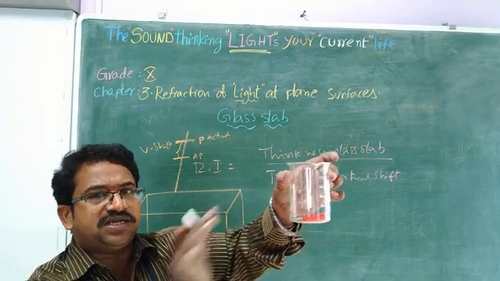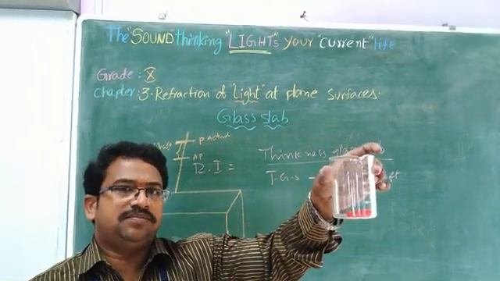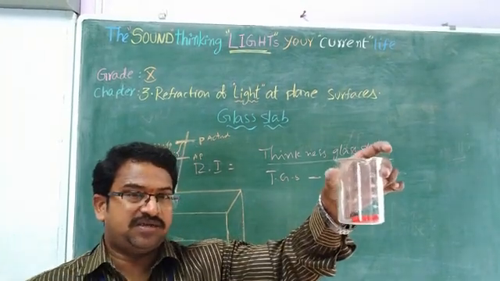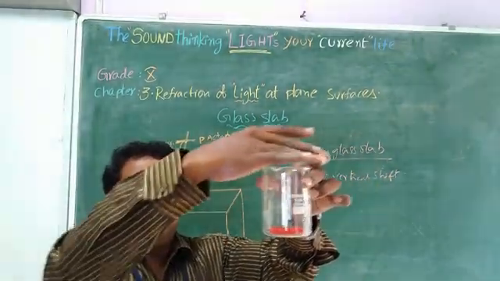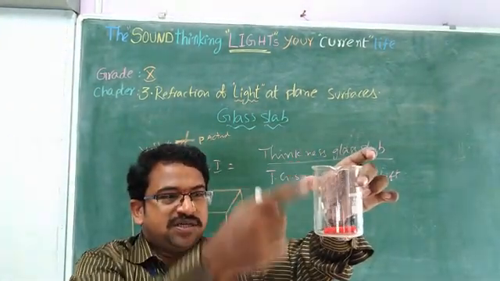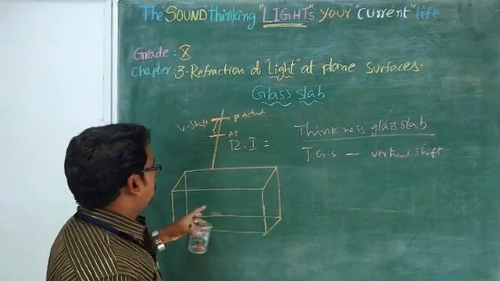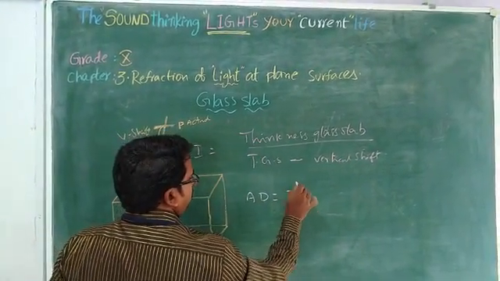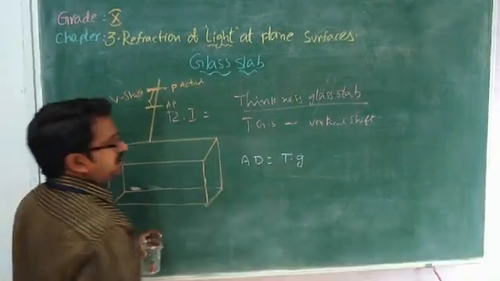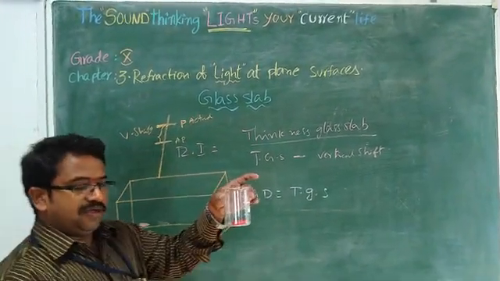Let us assume it is a glass slab. Now, actual depth is about the depth of the glass slab, nothing but the thickness of the glass slab, from here to here. Let us consider it is entirely closed. Assume like that. Now the object is at the bottom. Now the thickness of this glass slab, so actual depth is equal to the thickness of the glass slab.